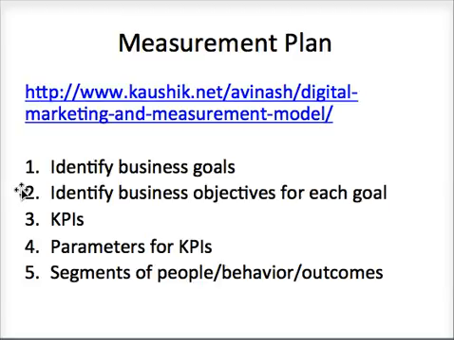One of the ways, and I gave you a great resource here, is something called the Digital Marketing Measurement Model, and I can't take credit for it. It comes from an expert who calls himself the Google Analytics Evangelist, I believe is the term he uses. But he goes through 5 steps for actually developing this measurement plan. And the first is to identify business goals. I think this should sound familiar. And then to develop business objectives for each goal.